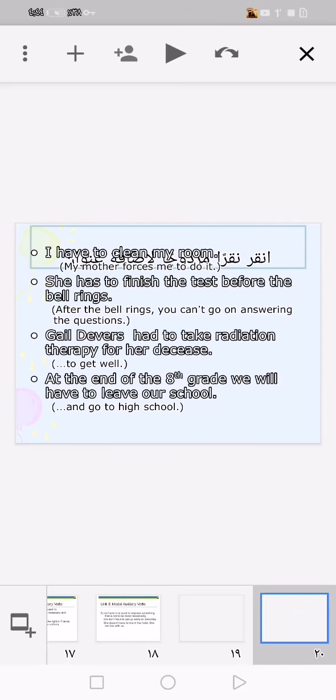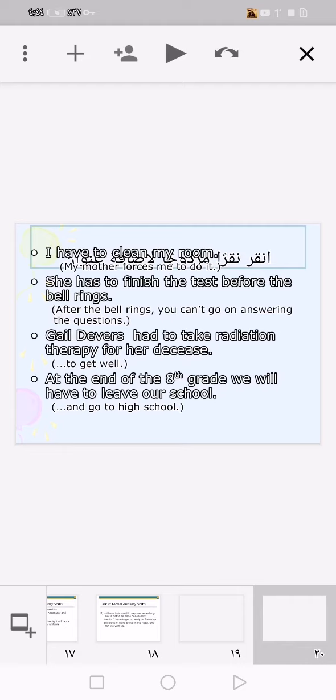Examples. I have to clean my room. My mother forces me to do it. She has to finish the test before the bell ring. After the bell ring, we cannot go on answering the question. طبعا معطيك الجملة والmeaning مال الجملة بس كل الجمل هنا استعملت has to في زمن المضارع، had to في زمن الماضي، will have to in the future.